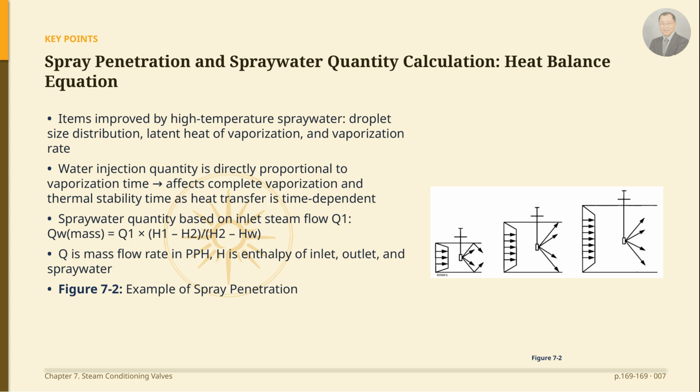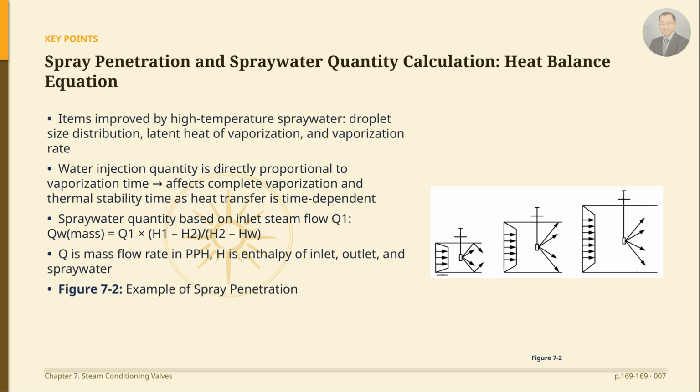Meanwhile, the quantity of water to be injected has a directly proportional effect on the time for vaporization. Since the heat transfer process is time-dependent, the quantity of spray water affects the time required for complete vaporization and thermal stability. To determine the required spray water quantity QW as a function of inlet steam flow Q1, we use a simple heat balance equation. The equation is QW, mass, equals Q1 multiplied by the difference between H1 and H2, divided by the difference between H2 and HW. Here, Q is the mass flow in pph, and H represents the individual enthalpy values at the inlet, outlet, and spray water.